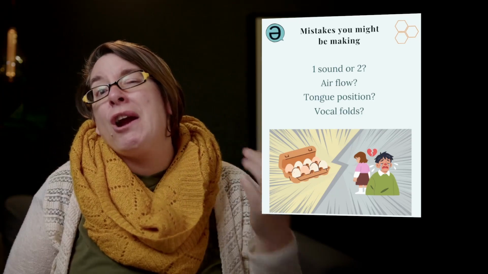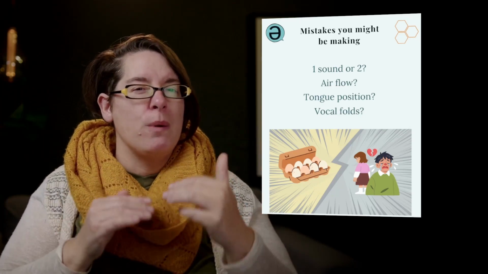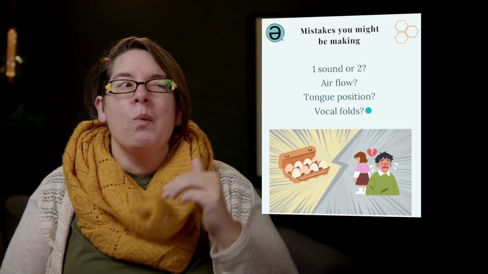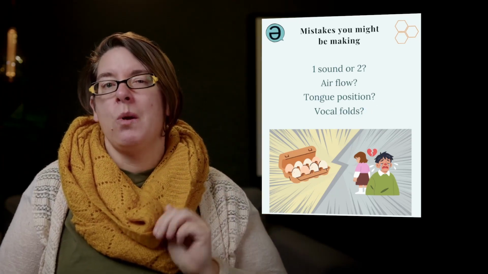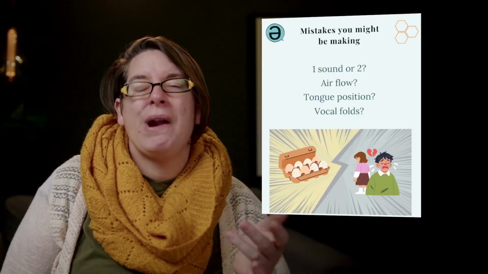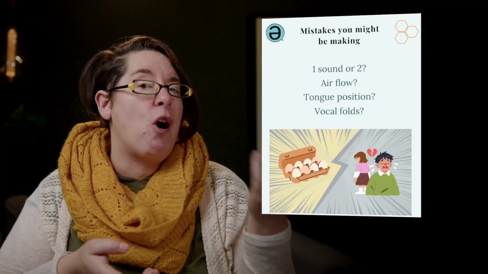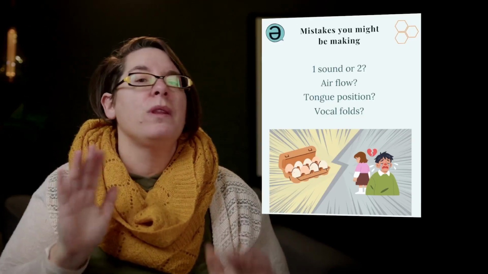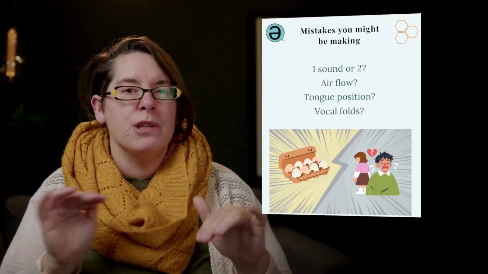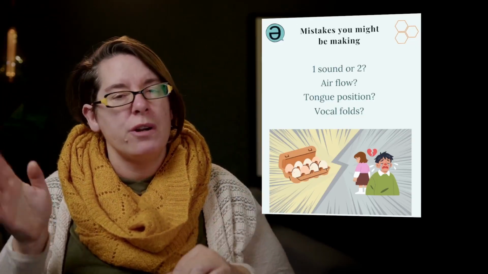Number two, what about my airflow? Where is the air flowing, or how is it flowing? Number three, what's the position of my tongue? What is it touching? What is its shape? And then of course the vocal folds: are they on? Are they voicing or are they off, unvoiced? There's only one or the other. I don't want to see anything in between, not like half voicing. Either turn it on or turn it off.